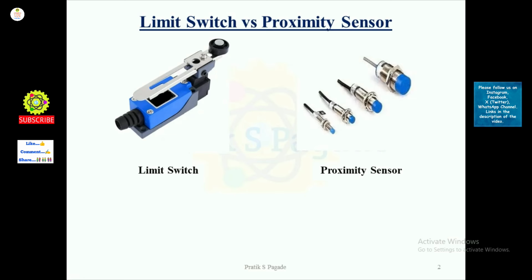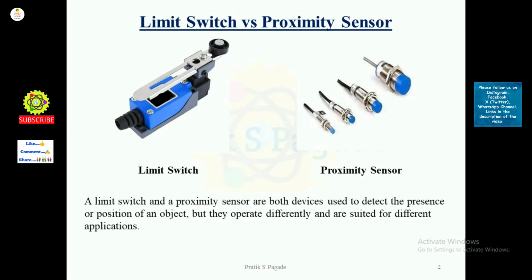This is related to the proximity sensor, and proximity sensors are contactless sensing sensors. They do not make contact with the object, and detect the presence or position of the object. That's why there is no wear of the proximity sensor, and the cost of a proximity sensor is more than the limit switches. Okay, now let's see here.